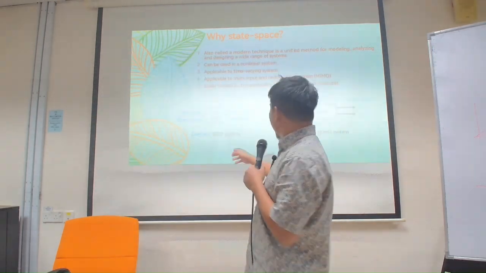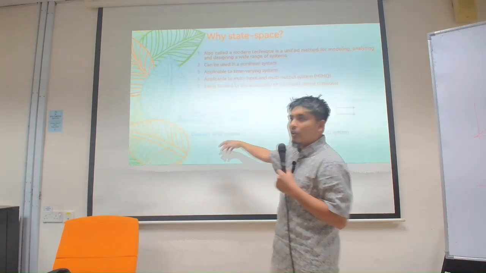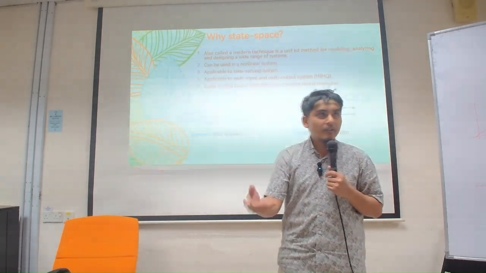Okay, so Control 2 is a MIMO system. Control 1 is a SISO system. You learned that so far.